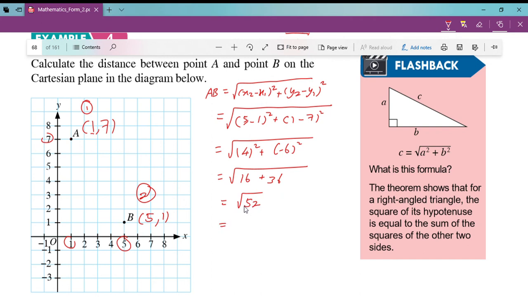Please press your calculator. Square root of 52, you will get 7.211 units. The distance can be in decimal, so no problem if you get a decimal point. Please check the answer. Okay, next page.